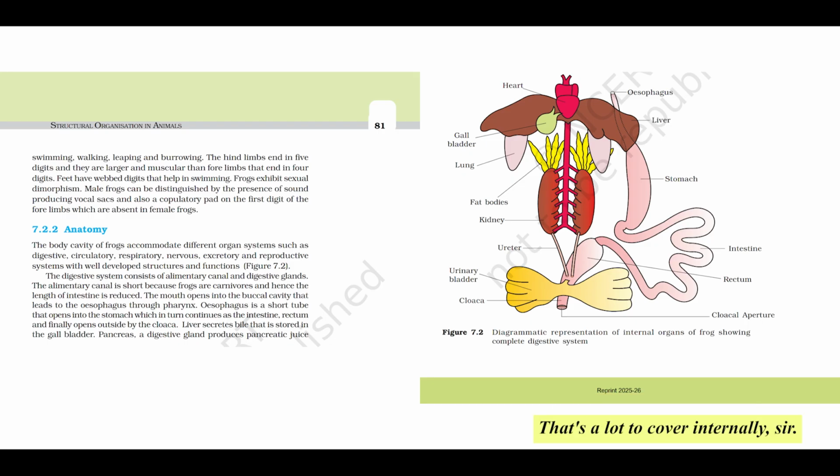That's a lot to cover internally, sir. Let's start with the digestive system. What are its main components, and how does digestion happen in a frog? Especially considering you mentioned its carnivorous diet earlier.